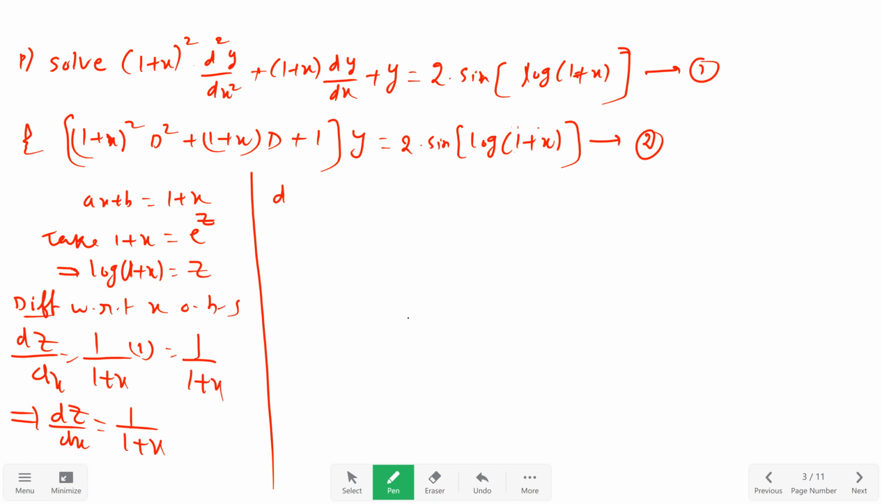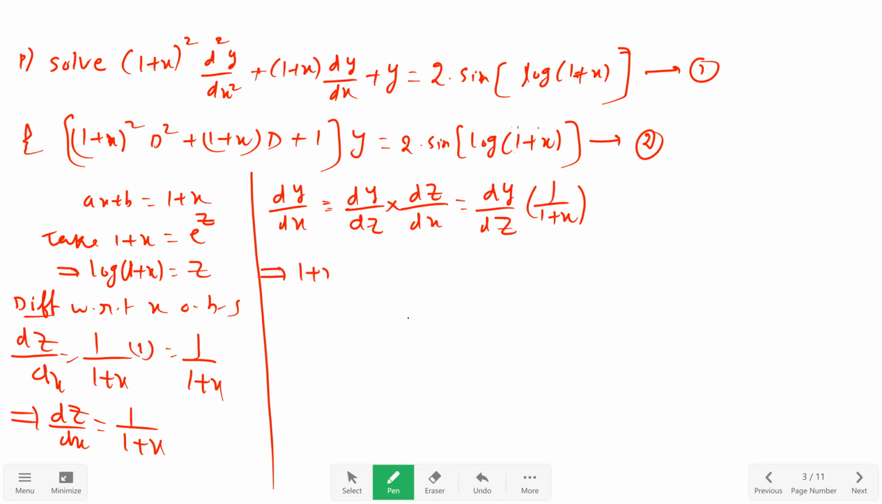Now the given Legendre's equation is a second order linear differential equation, so we can find dy by dx. dy by dx is equal to dy by dz into dz by dx. Substituting the value of dz by dx, 1 by (1 plus x), by cross multiplication we get (1 plus x) into dy by dx is equal to dy by dz.